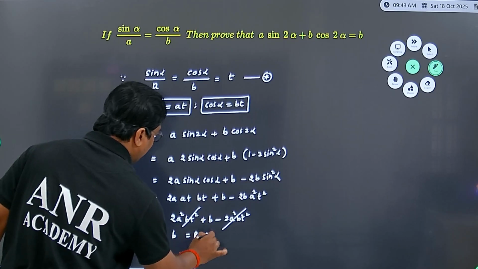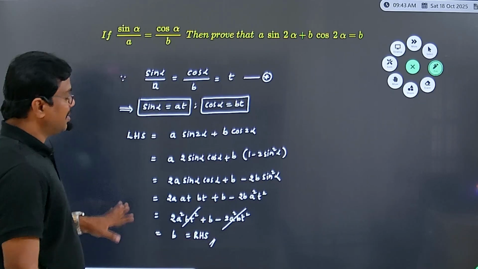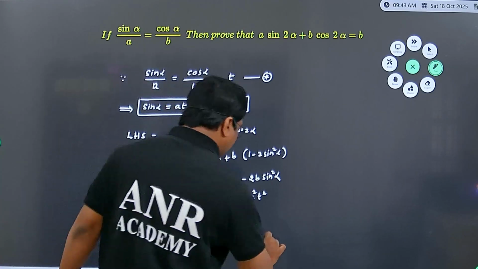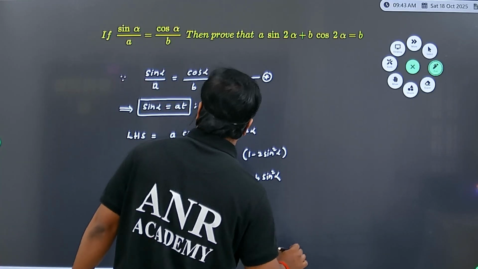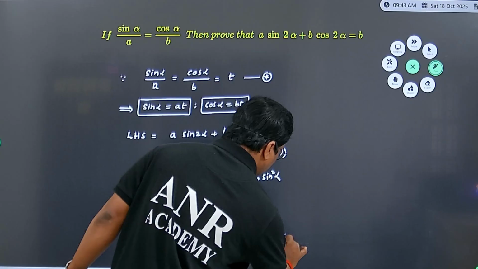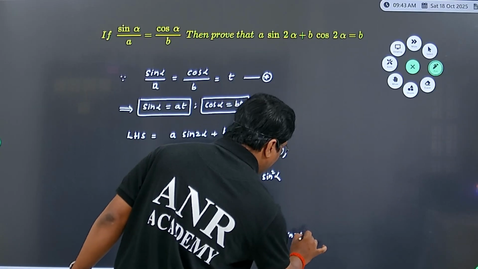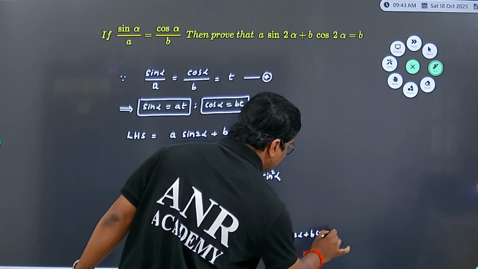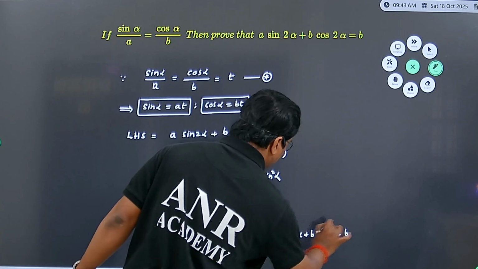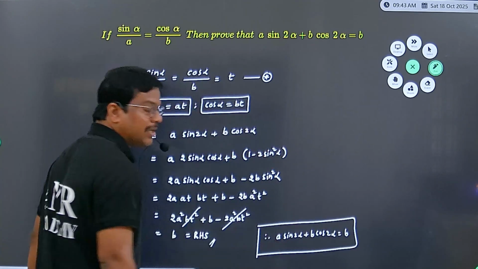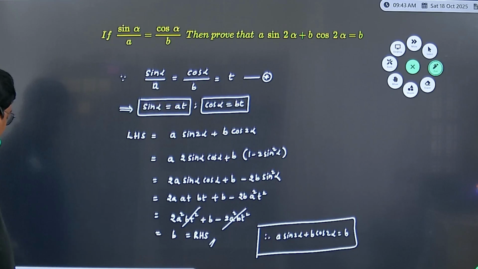This is the RHS part, and hence you can say that, therefore, a sin 2 alpha plus b cos 2 alpha value becomes b. This is the answer. Let us move to the next question.